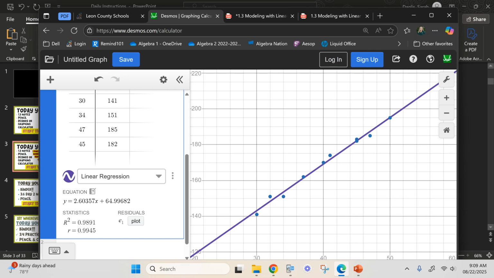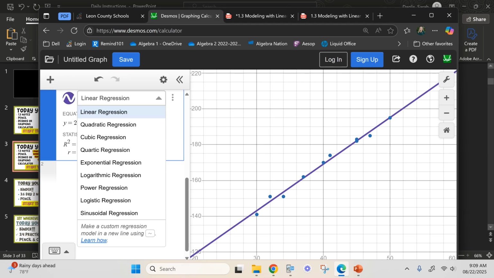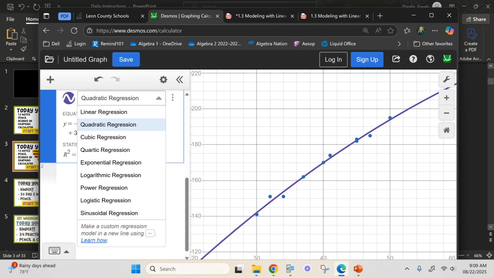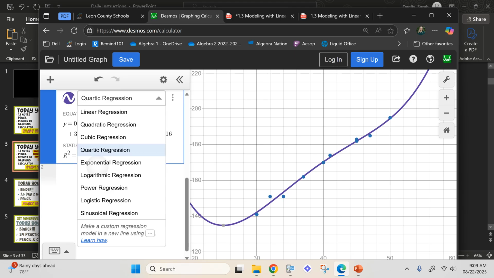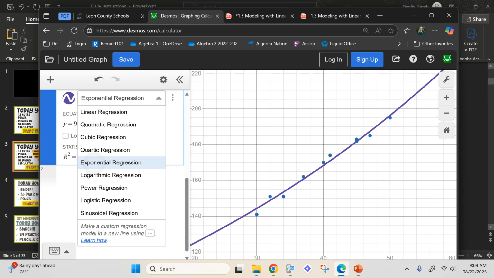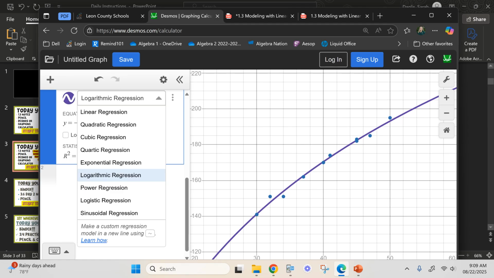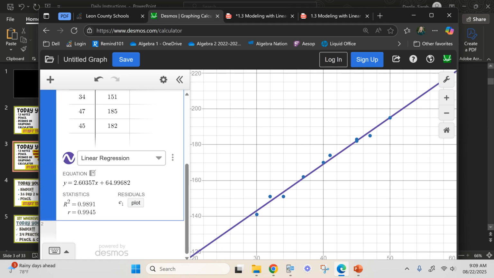In the future, we're going to use this for a quadratic. We can find a cubic. It's trying to match it with the points that are there the best that it can. We're actually going to use all of those at some point. Right now, we're just doing the line.